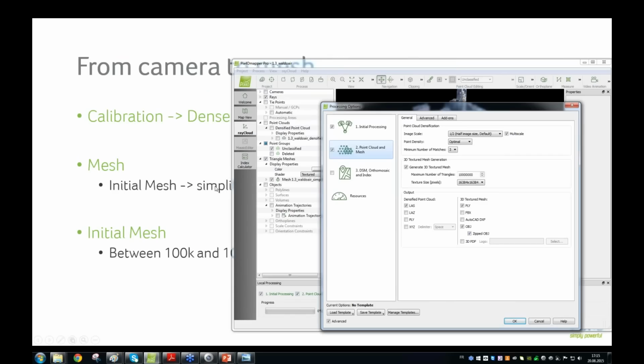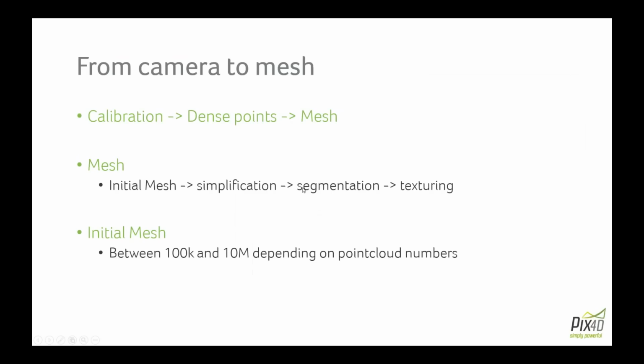Once this is done, after the mesh is simplified, the mesh is going to get segmented, and each of the segments is going to be textured, and then you see the results of the 3D mesh with the texture.